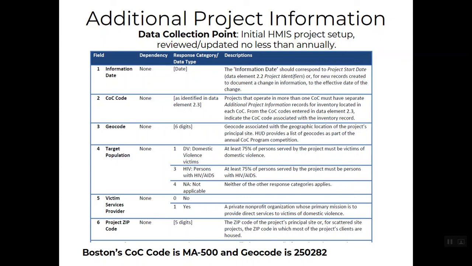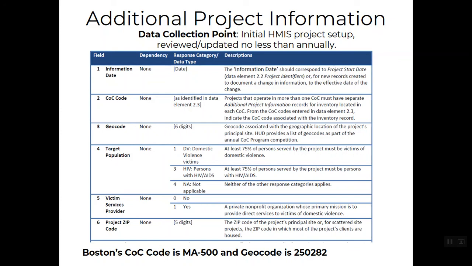Your target populations. There are 2 separate target populations. Again, your program should only be marked as one of these target populations if 75% or more of the clients in that program are this population. So those would be domestic violence victims or persons with HIV/AIDS. Victim service providers should also be, again, those domestic violence victims.